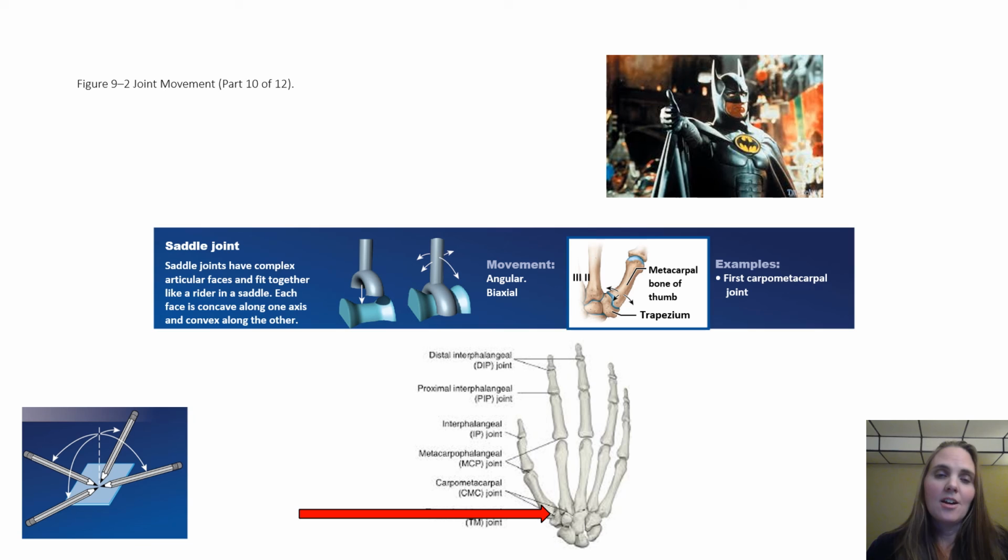Saddle joints are called saddle joints because they fit together like a rider and a saddle. We've got these concave and convex surfaces that kind of fit together, like so. And these are angular biaxial joints, movement in two planes. An example of this is the first carpometacarpal joint, which you can see on the red arrow there, which is the base of your thumb right here. So we can move this way, we can move this way.